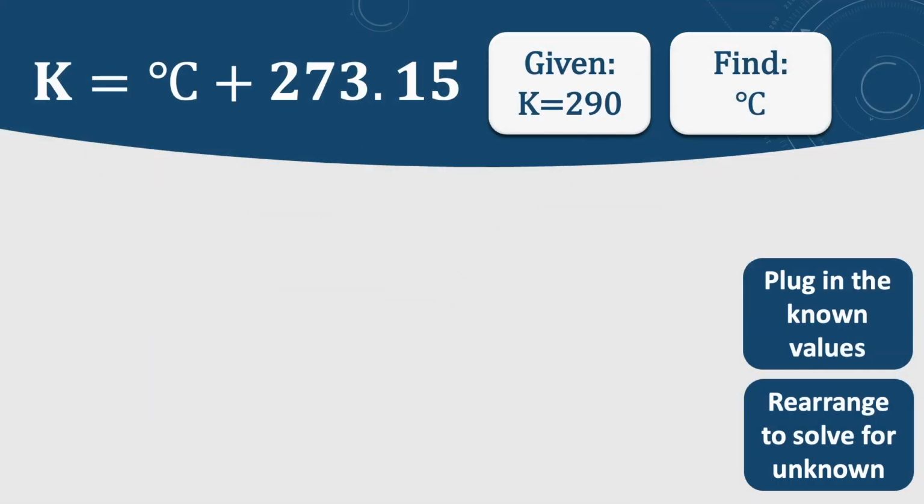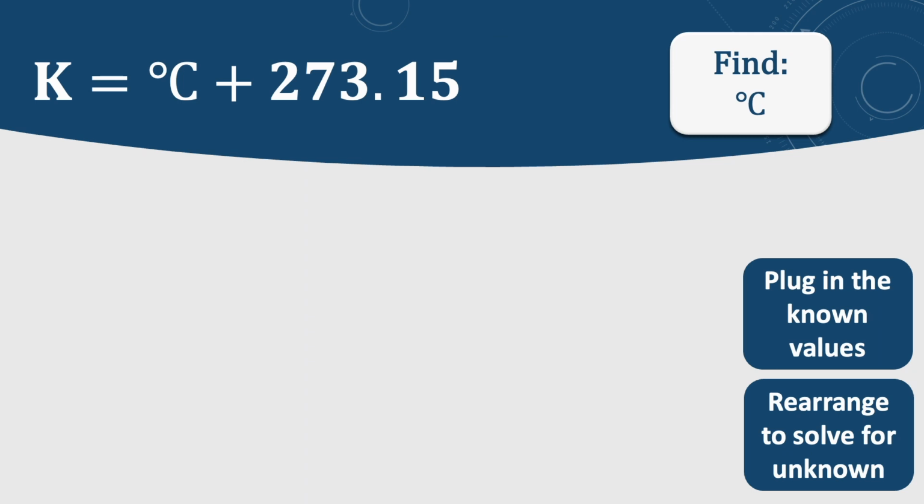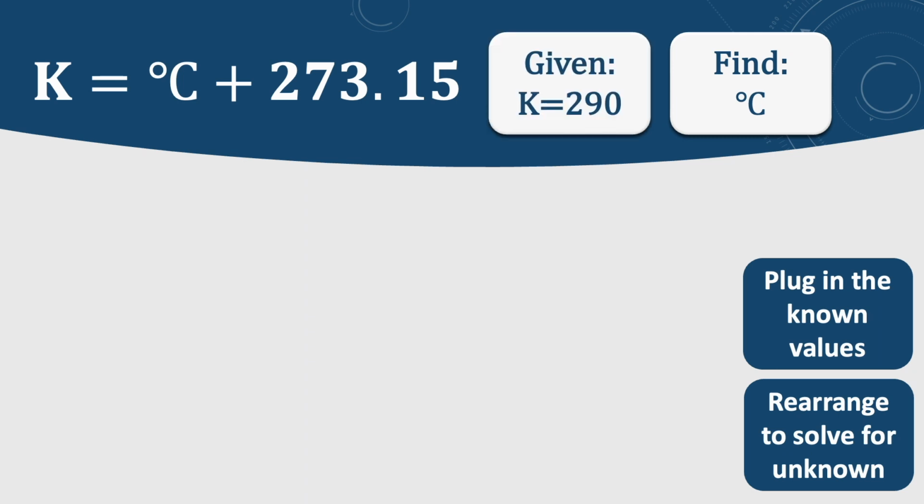Let's practice these skills. For each problem, the top blue area will include the information given to us in our word problem, the variable whose value we want to solve for, or find, and the relevant equation. We'll start with an equation for converting between temperatures measured in kelvins and degrees Celsius. The problem tells you that K equals 290. It asks you to find degrees Celsius. And the relevant equation is K equals degrees Celsius plus 273.15.